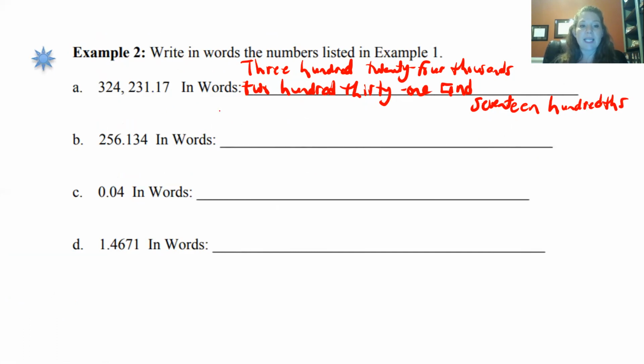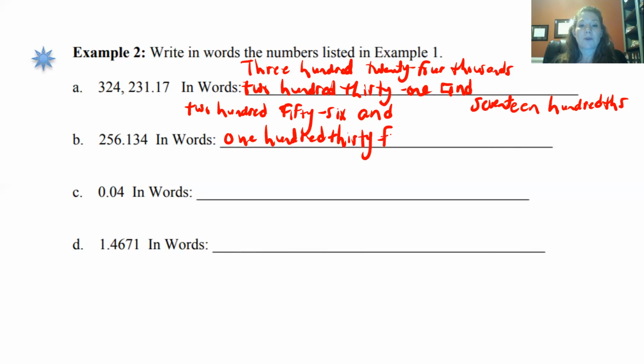All right, so letter B, we're going to say that number 256 and 134 thousandths. There we go. Ooh, that's ugly. All right, the letter C, that is just simply 4 hundredths.